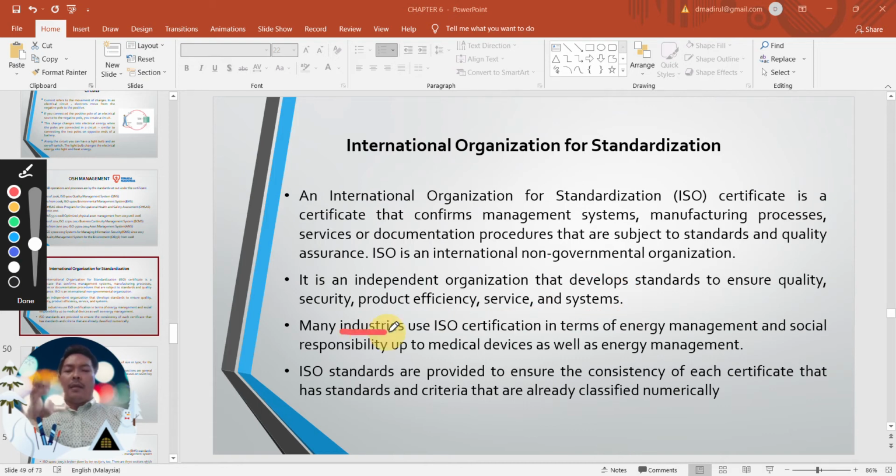Many industries use ISO certification, in areas from energy management and social responsibility to medical devices. ISO standards are provided to ensure the consistency of each certificate, which has standards and criteria that have already been classified numerically.